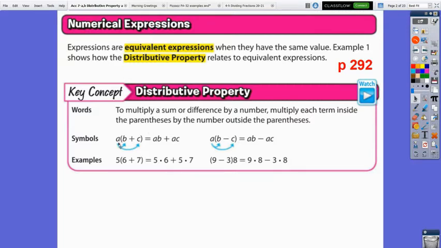If you have a number and then a sum or difference, right, an addition or subtraction in parentheses, you can multiply that number in the front by both of the numbers on the inside, okay, and get two separate products, but then these are going to be equivalent expressions. Okay, so that's what we're going to look at first.